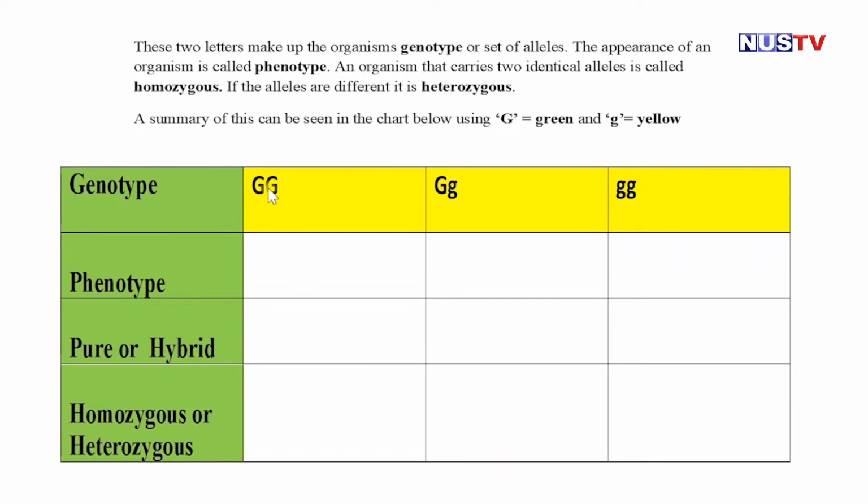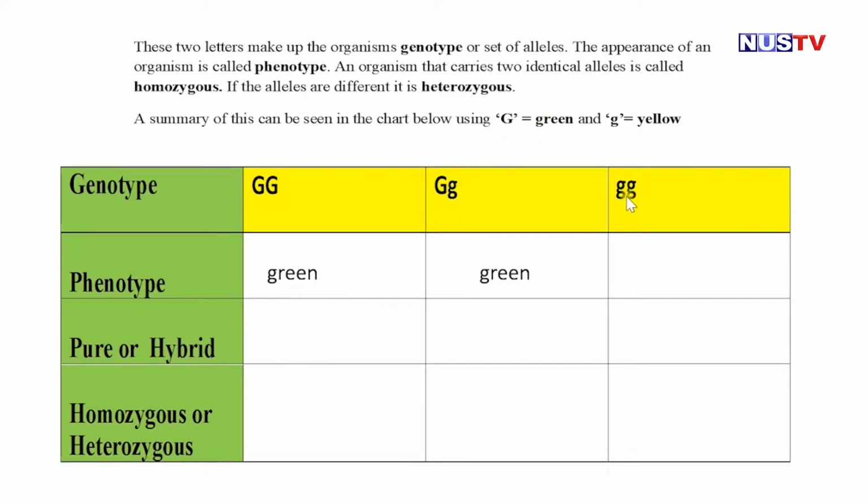Phenotype. What is the phenotype of these 2 letters, capital letter G and another capital letter G? What is your answer? Yes, the answer is green. The reason is that the physical phenotype of capital letter G is green. Second one, capital letter G and small letter g, phenotype is green. Reason is that there is an involvement of a capital letter here. Capital letter is dominant. That is why the phenotype is green.